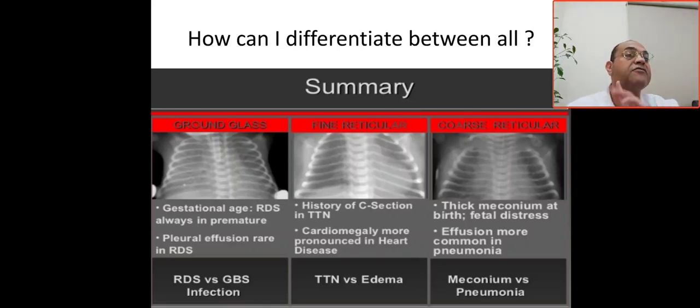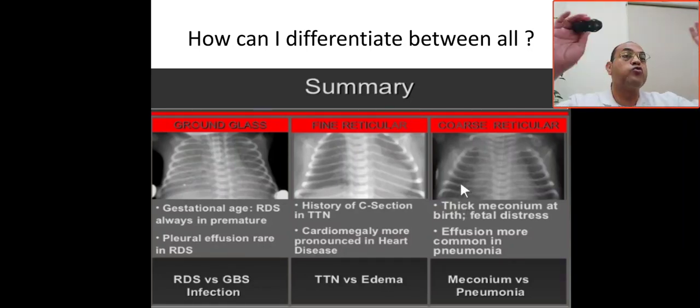Fine fluid. For the lung field, we have to comment on lung field and lung volume and also fluid. Fine, it will be fluid: TTN and pulmonary edema or cardiac disease. And the most striking feature is fluid in the fissure. It will give you a clue. And also by history, the baby is full term, cesarean, and there is a maternal risk factor, asthma or infant of diabetic mother.